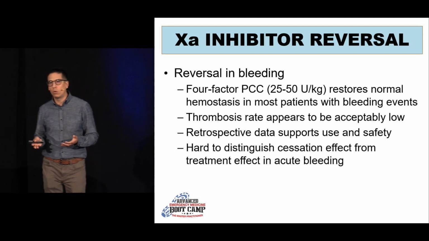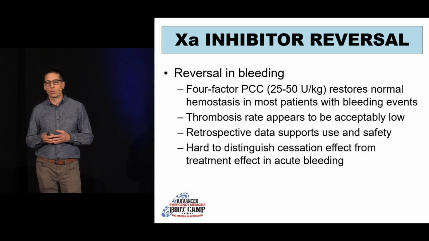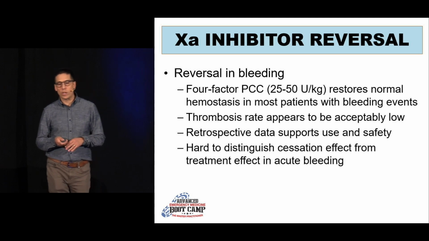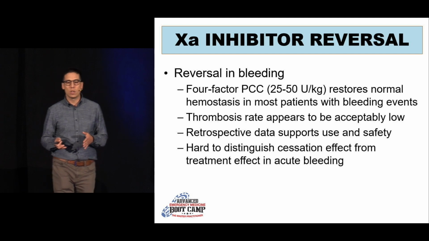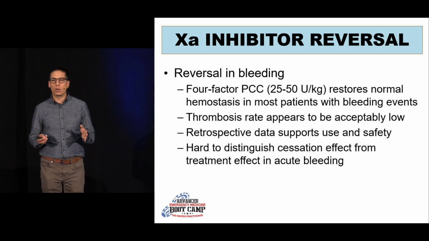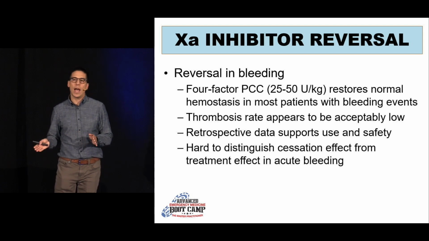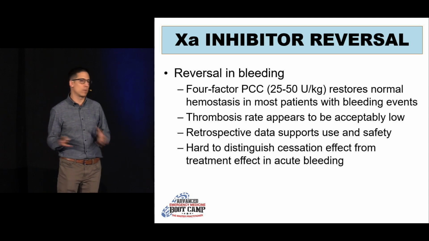That helps get hemostasis in most patients with bleeding events on DOACs. Thrombosis rate is pretty low. Again, this isn't in the best, highest quality, double-blind, placebo-controlled RCTs. But if you look at a lot of people that got this, the thrombosis rate in these folks is pretty low. So retrospective data supports the use and safety of PCCs for reversing 10A inhibitors. And it can be a little bit hard to distinguish cessation effect from the treatment effect in acute bleeding because these things do go away pretty fast. And it always takes us a little bit longer in the hospital to do the reversal that we think we do so quickly.